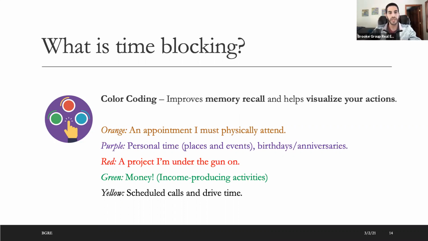And then yellow, I use that for scheduled calls and for drive time. I've actually started using orange a little bit more for scheduled calls, because calls can typically mean Zoom meetings for me as well. So that's kind of the basics of color coding. Does anybody have questions on why we would use color coding, and kind of how that could help you out?